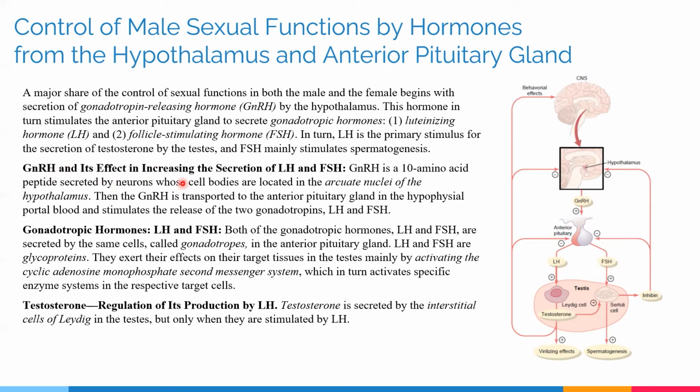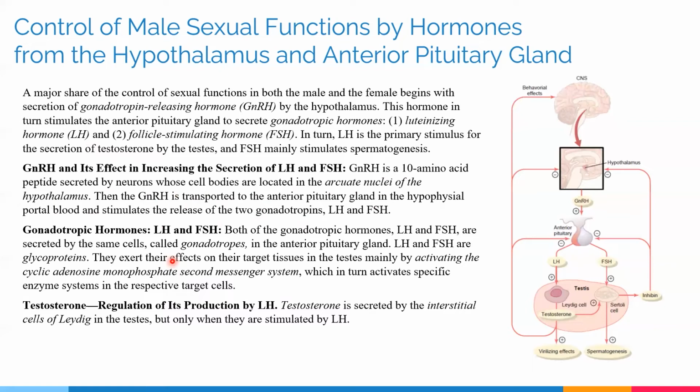GnRH and its effect on increasing the secretion of LH and FSH. GnRH is a 10 amino acid peptide secreted by neurons whose cell bodies are located in the arcuate nuclei of the hypothalamus. Then the GnRH is transported to the anterior pituitary gland in the hypophyseal portal blood and stimulates release of two gonadotropins, LH and FSH.